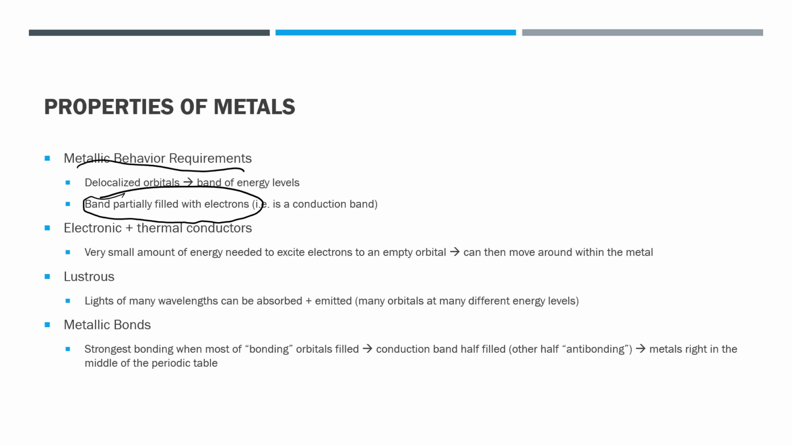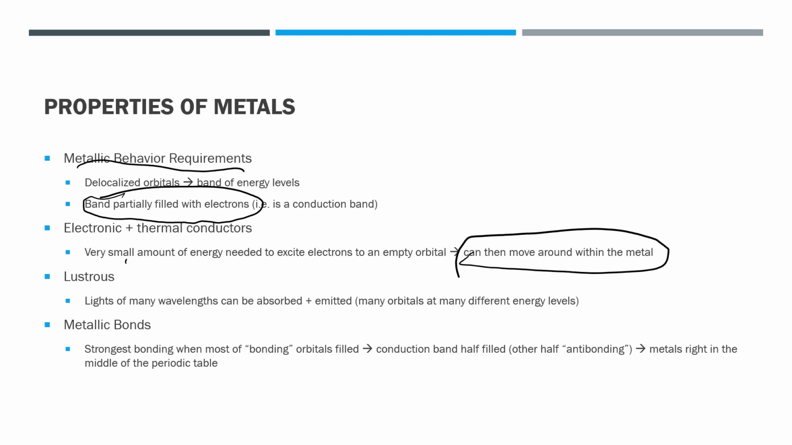And why can we reason this now? It's that we only need a very small amount of energy to excite electrons to an empty orbital. Remember, because they're already in the conduction band, the distance between the HOMO and the LUMO is really, really small. We need that tiny amount of energy, and after they're excited, they can then move around the metal and conduct this thermal or electronic energy.